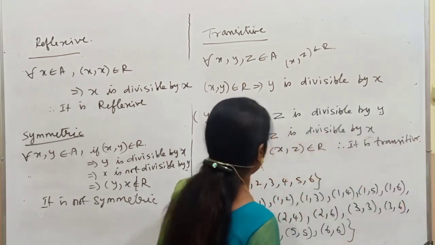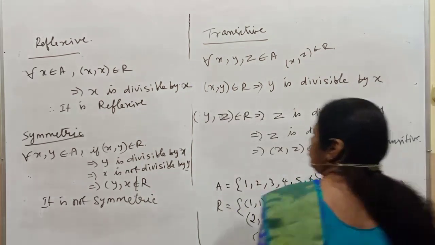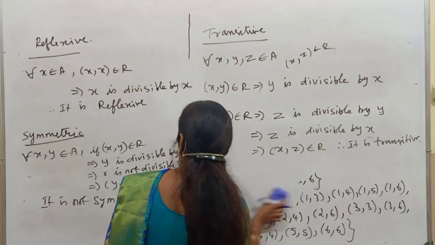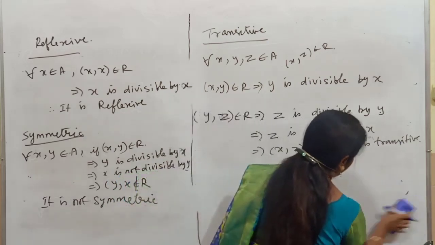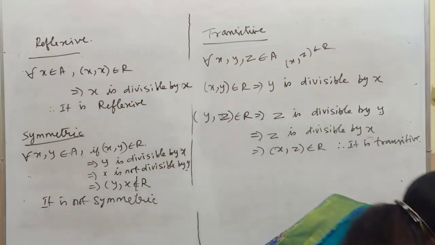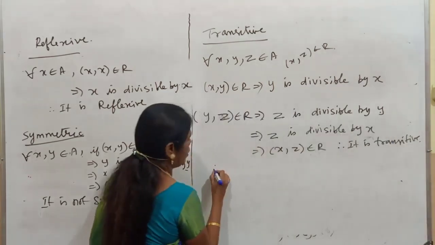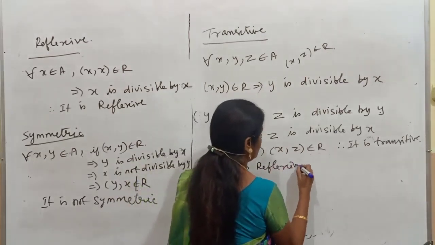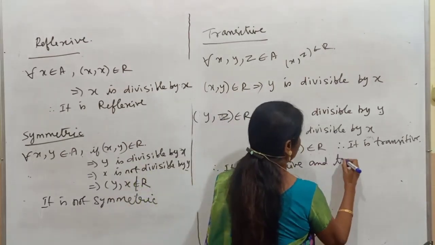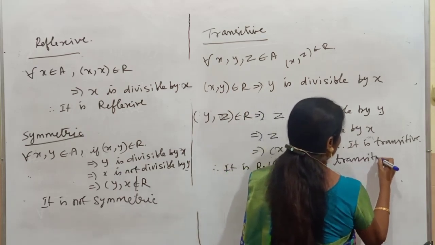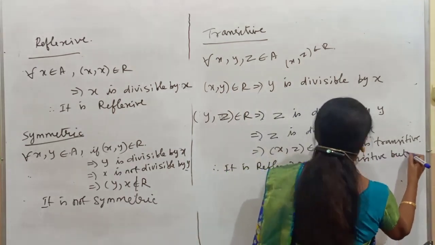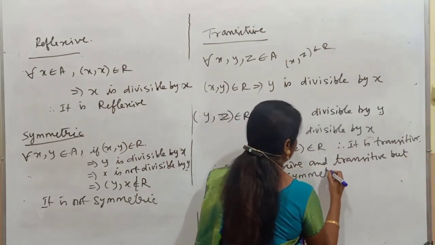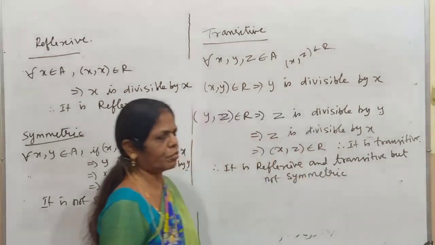So, how will you conclude this? You have to say that it is reflexive and transitive, but not symmetric. Therefore, it is reflexive and transitive, but not symmetric.